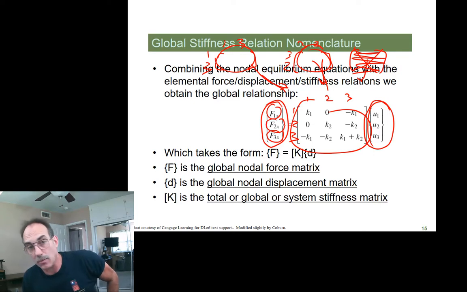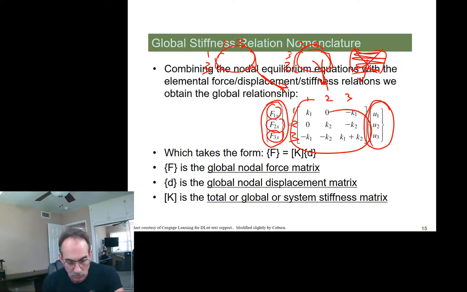Once we have it at this stage, we're almost ready to start solving this. So F is our global nodal forces, our global forces at each node. In our case, we had a spring structure like this. So we could talk about F at 1 in the x direction, F at 3 in the x direction, F at 2 in the x direction. That's what these forces are.